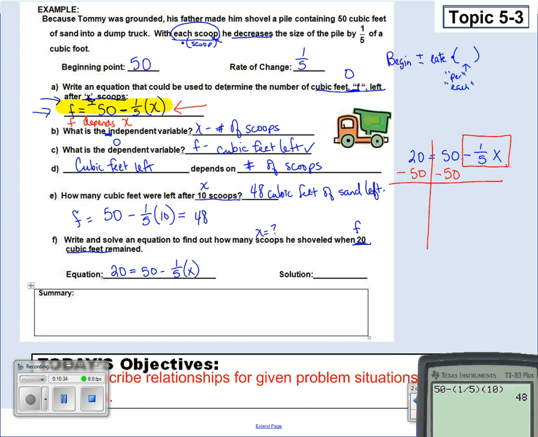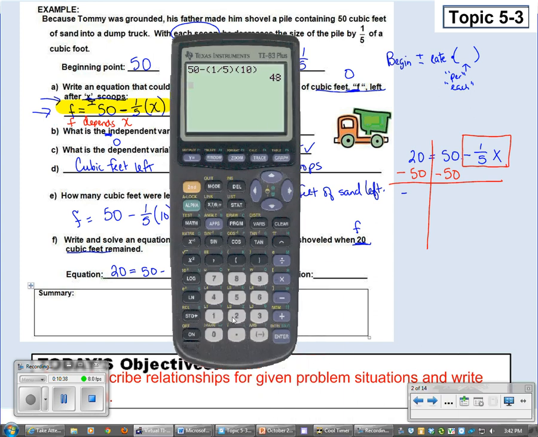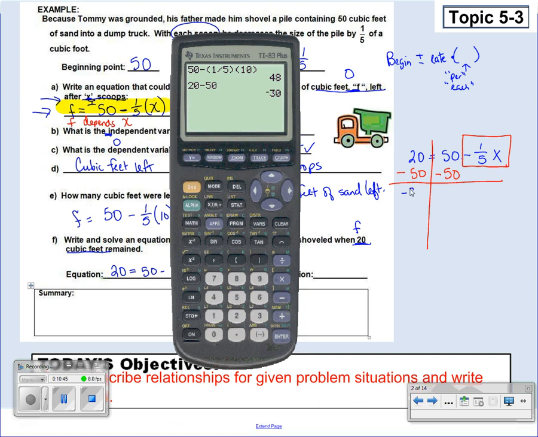20 minus 50. Use my calculator just to make sure. 20 minus 50 equals negative 30. It is a negative number. 50 minus 50 is 0. I don't have to show it, but what I still have left is what's in the box. So I'll bring my box down.